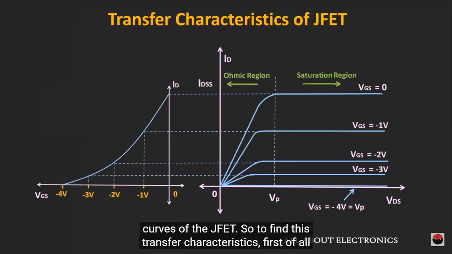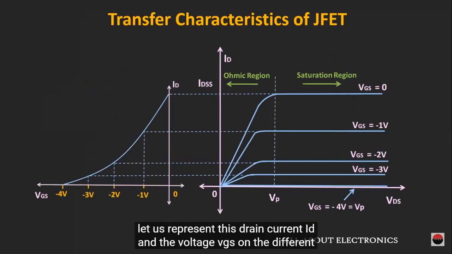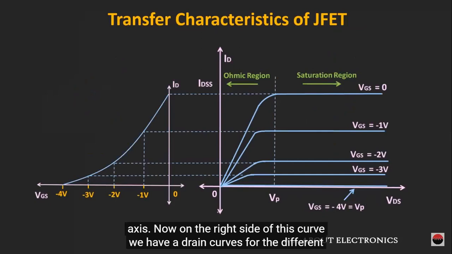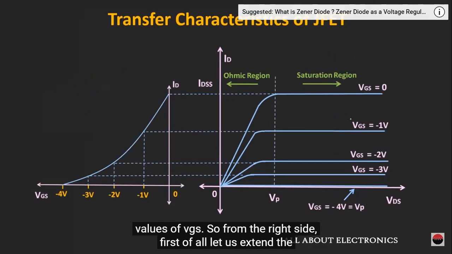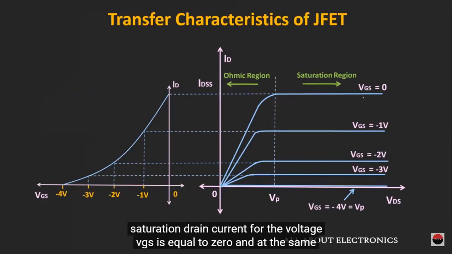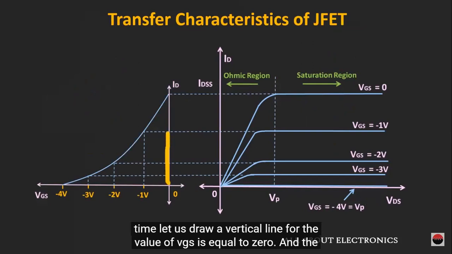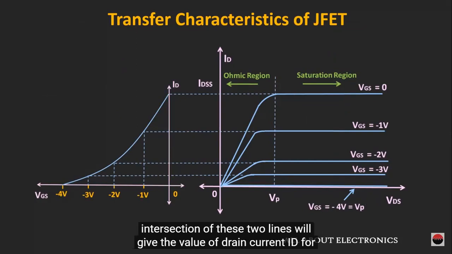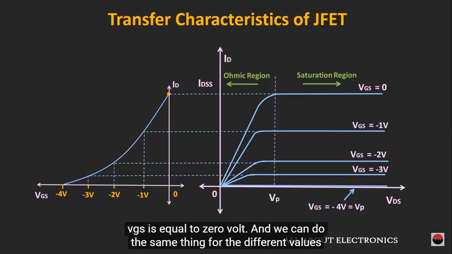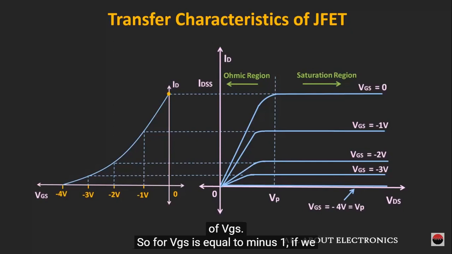So to find these transfer characteristics, first of all, let us represent this drain current ID and the voltage VGS on different axes. Now on the right side of this curve, we have the drain curves for the different values of VGS. So from the right side, first of all, let us extend the saturation drain current for the voltage VGS equal to 0. And at the same time, let us draw a vertical line for the value of VGS equal to 0. And the intersection of these two lines will give the value of drain current ID for VGS equal to 0 volt. And we can do the same thing for the different values of VGS.